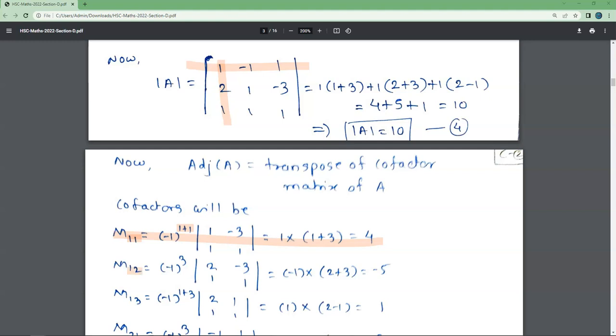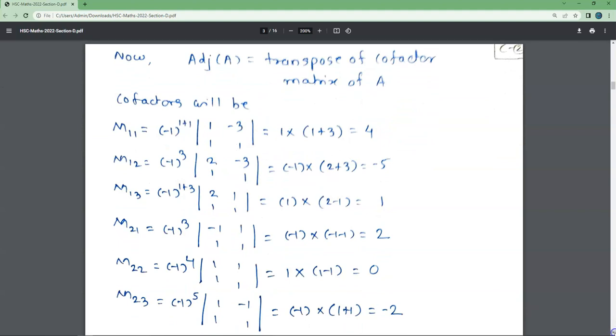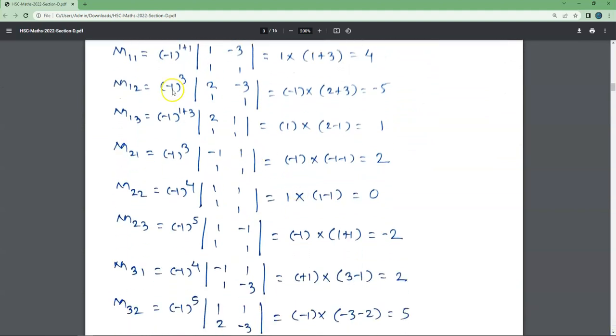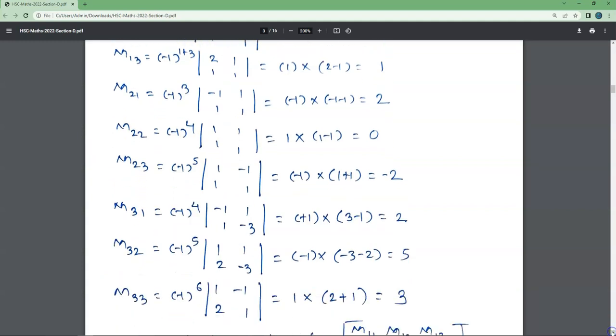Similarly, you can find out M12. So 2 plus 1, 3. That's why minus 1 raised to 3. So minus 1 raised to 3 will give you minus 1 because it's the odd power of minus 1. And then when you skip this, it will basically give you 2 1, minus 3 1. And 2 into 1 is 2, and then minus minus plus 3. Minus 1 into 2 plus 3, that is minus 5, right? That's how the second cofactor will be. Similarly, you need to find out all 9 cofactors: M13, M21, M22, M23, M31, M32, and M33.